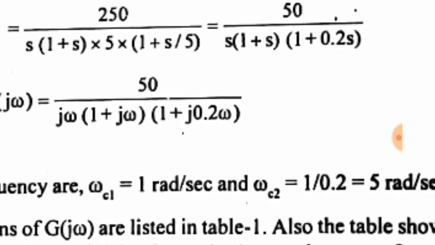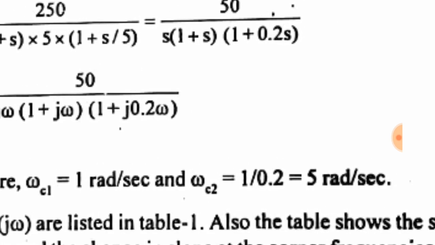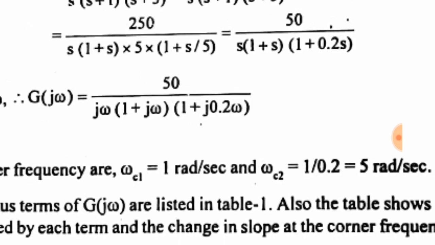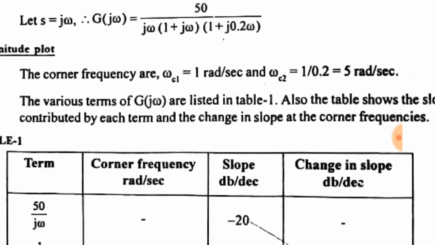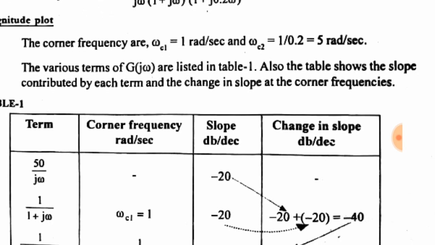So the corner frequency will be the reciprocal of the coefficient in the first term, because the coefficient is 1, so it's 1 radian per second. In the second term we get the coefficient of omega as 0.2, so 1 by 0.2 will be the corner frequency, that is 5 radians per second. And we'll go for writing the table.